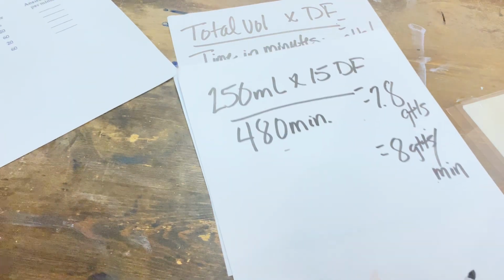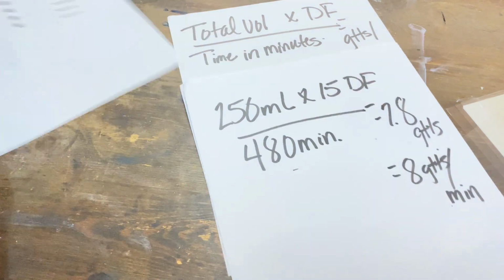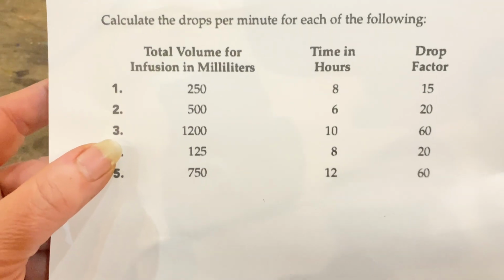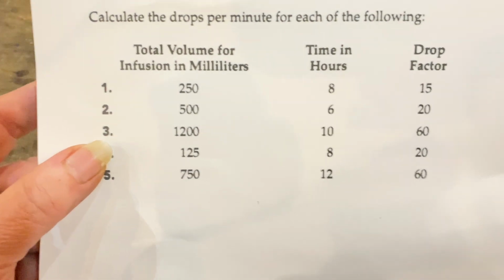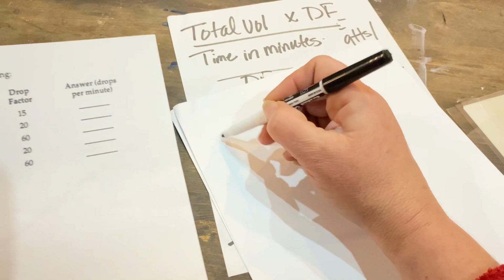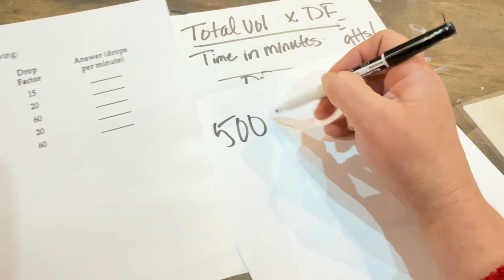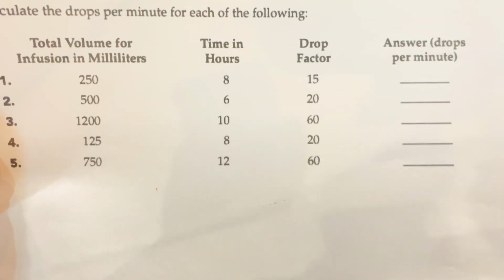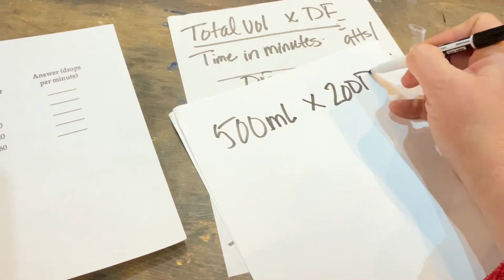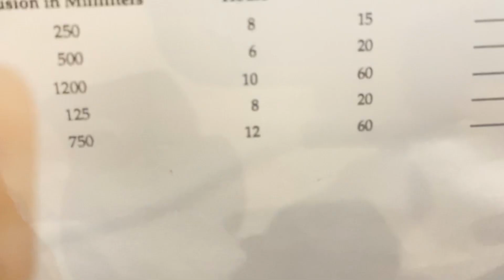Okay? Let's do another one. I know you're pumped about it. Calm down. Okay, 500 milliliters over 6 hours times a 20 drop factor. Here we go. 500 milliliters times 20 drop factor divided by, what is it saying?